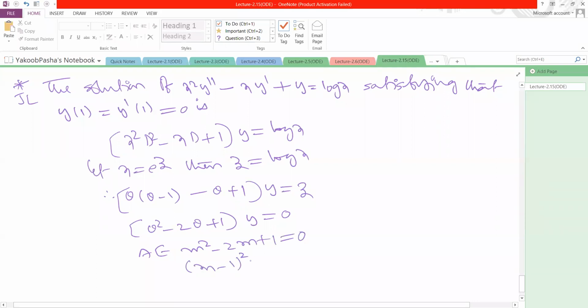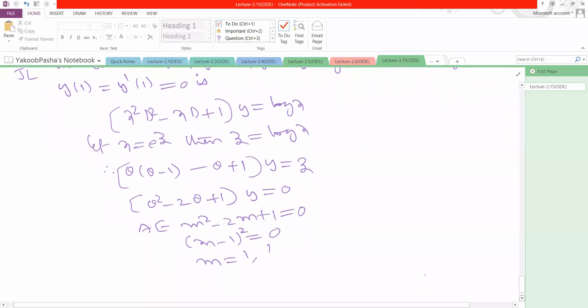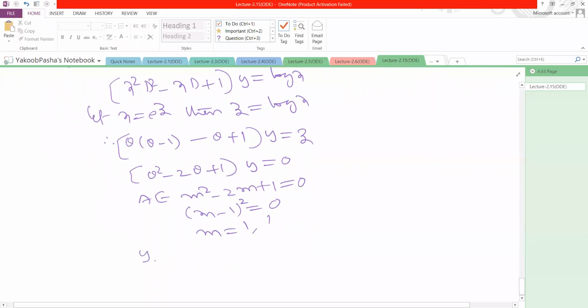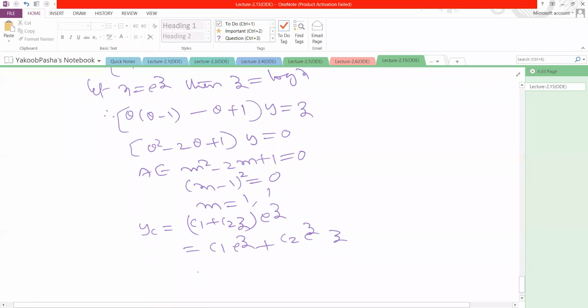This is nothing but (m minus 1) whole square equal to 0. m equal to 1, 1 are the repeated roots. When they are repeated roots, the complementary function phi c equal to (c1 plus c2 z) into e to the power of z. Now this is nothing but c1 e power z plus c2 e power z into z. So we can write this as c1 e power z is x, c2 e power z is x, z equal to log x. This is the complementary function.